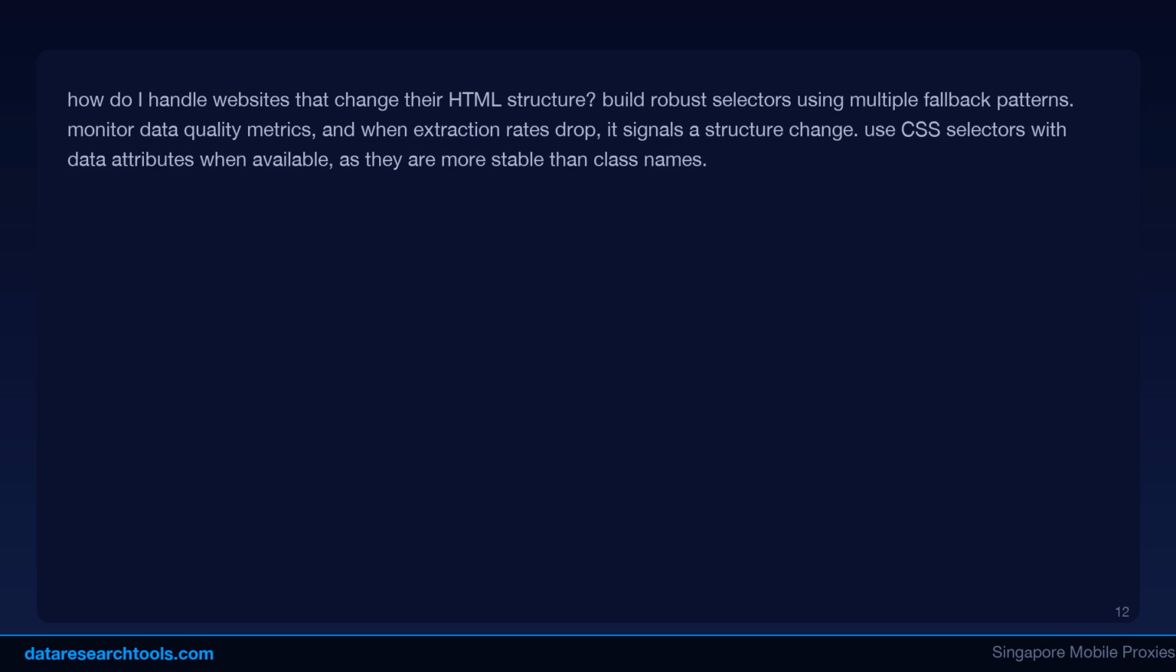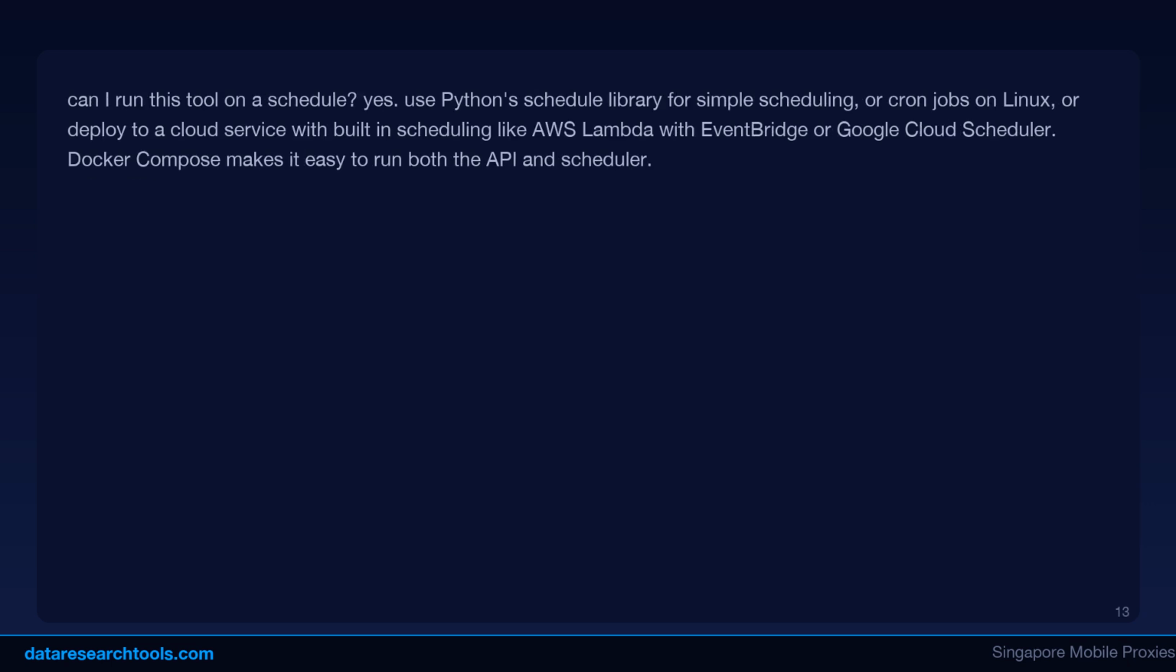Now for some frequently asked questions. What size of scraping operation needs a data warehouse? Once you're storing more than 10 million records or querying across multiple scraping sources, a data warehouse becomes valuable. For smaller operations, Postgres with good indexing is usually sufficient.